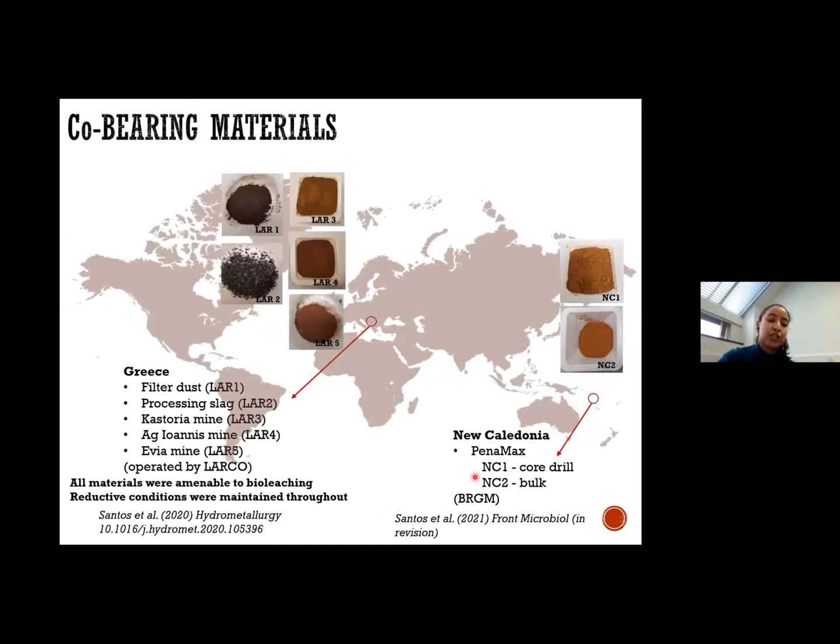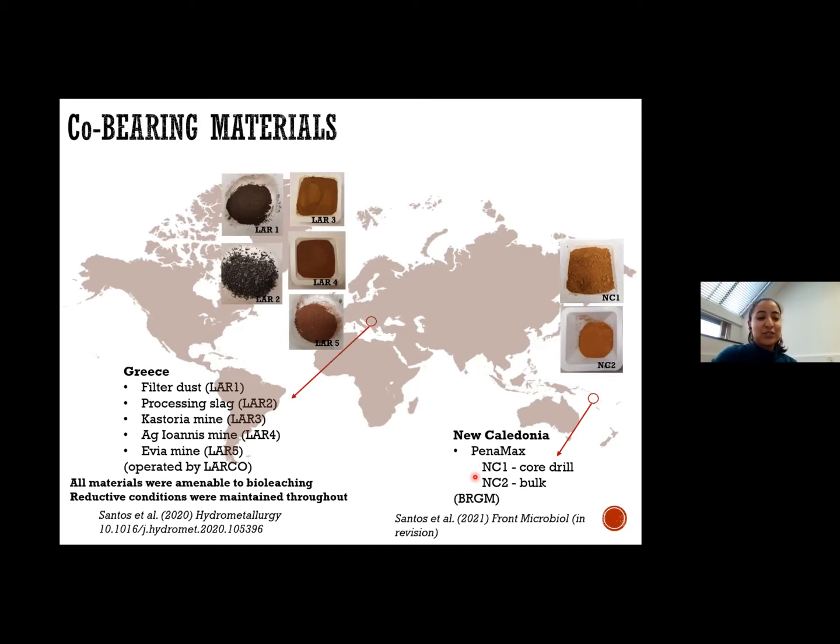Within the Crocodile project, we received 2 sets of samples, one of them from Greece. We received 5 samples, 2 of them were processing residues. This mine in Greece is operated by Larco, and they use pyrometallurgy to produce ferronickel. So the filter dust and the slag are the residues. And interesting to know that from all of the samples that they sent us, the highest concentration of cobalt was in the filter dust.